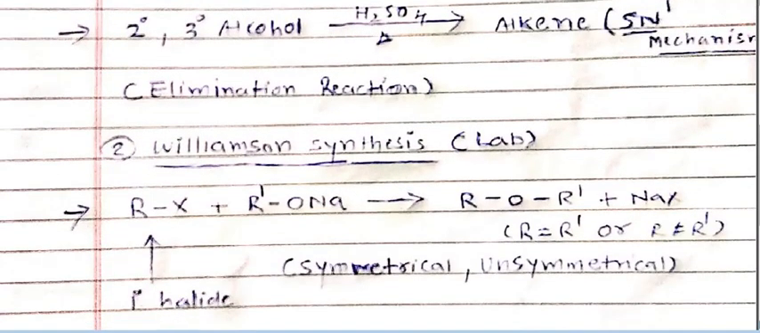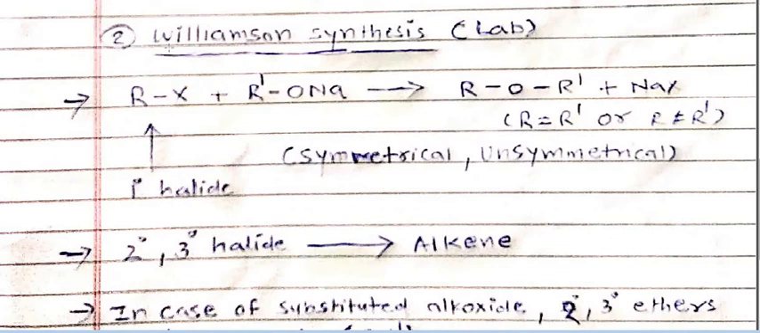Moving to the second method, that is Williamson synthesis. Williamson synthesis is again a lab scale method, while the dehydration of alcohol in the presence of protic acid is an industrial method. We are taking primary halides in the presence of sodium alkoxide, okay, to give you ether plus NaX, sodium halide. R and R dash could be same, or R dash could be different. If it is same, this would be symmetrical. If it is different, then it is unsymmetrical.